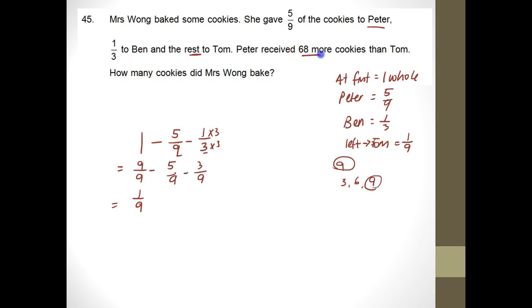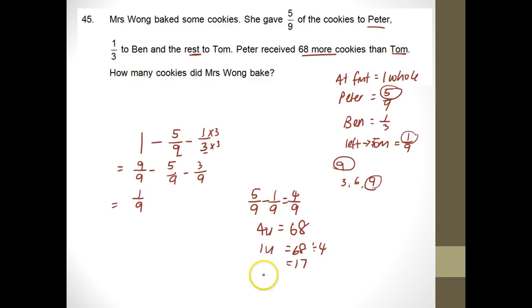Peter received 68 more cookies than Tom. So Peter is 5 units, Tom is 1/9. So 5/9 minus 1/9 is 4/9. So I know that my 4 units is 68 cookies. 1 unit will be 68 divided by 4, which is 17 cookies. How many cookies did Mrs. Wong bake? Mrs. Wong baked 9 units. So 17 times 9, the answer is 153 cookies.